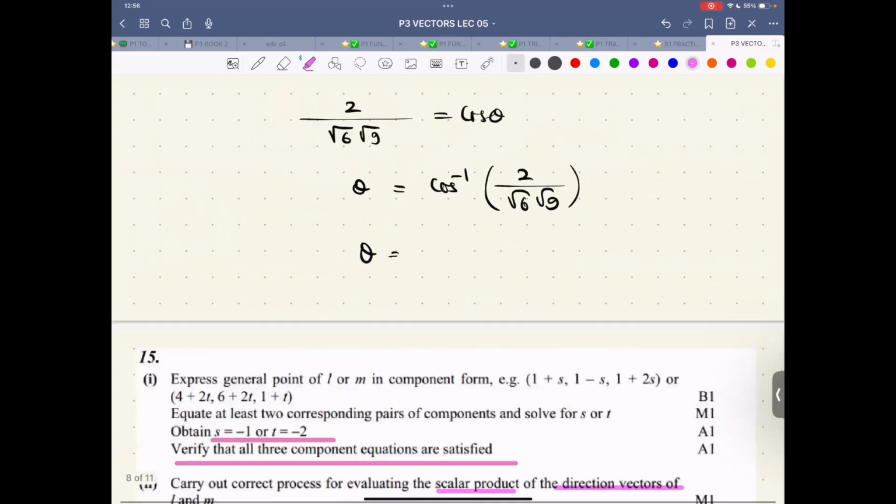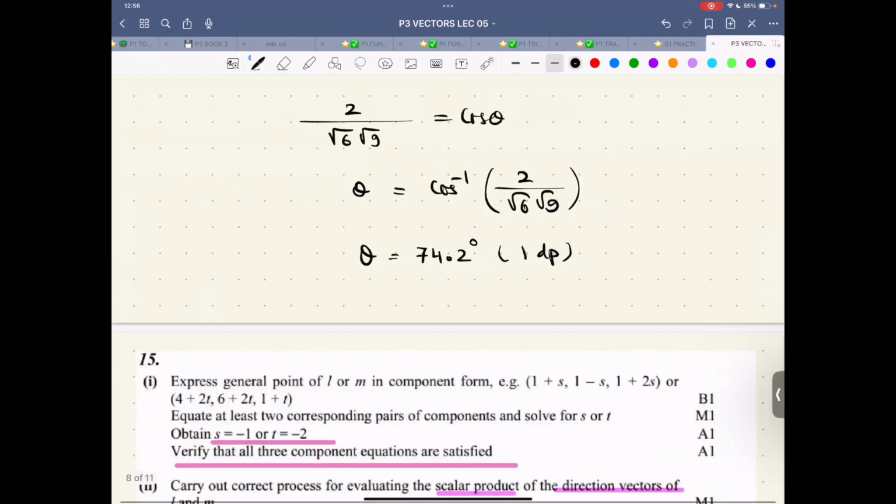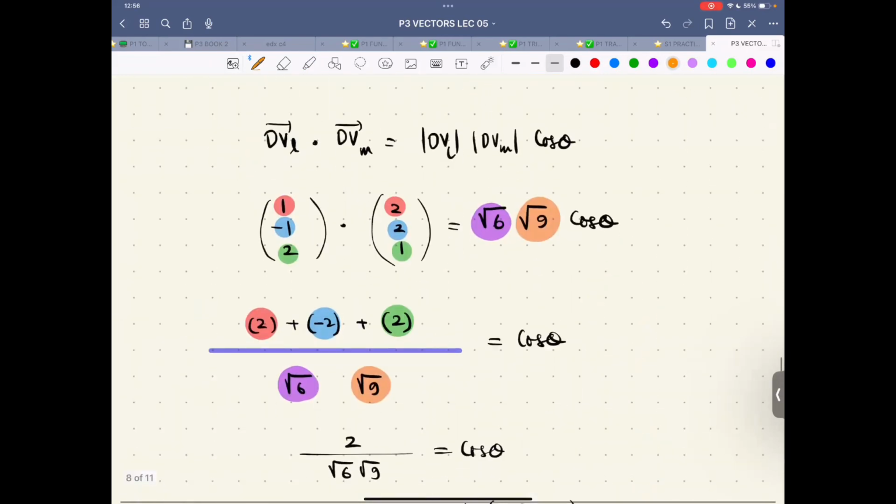Both are acceptable. So I'm working in degrees. That is 74.2 degrees, correct to 1 decimal place. Or if you write in radians, theta is 1.30 radians, correct to 3 significant figures. That's your choice. Whether you do it this way or whether you do it this particular way, both are acceptable. All good, all clear? So just acknowledge it on the WhatsApp.